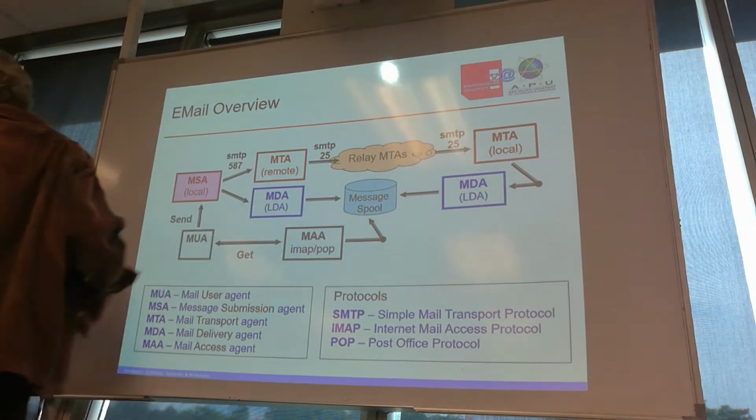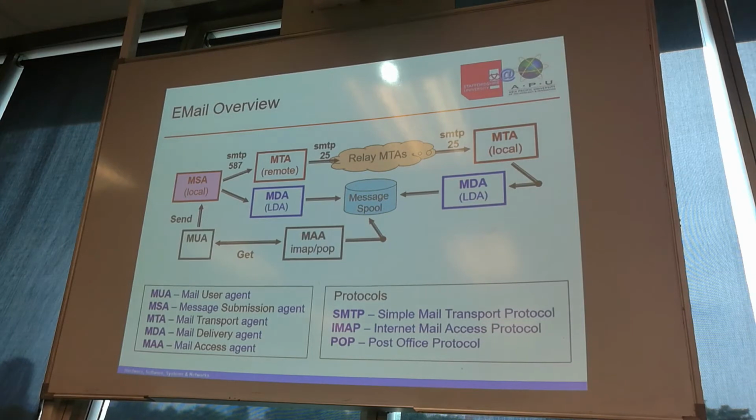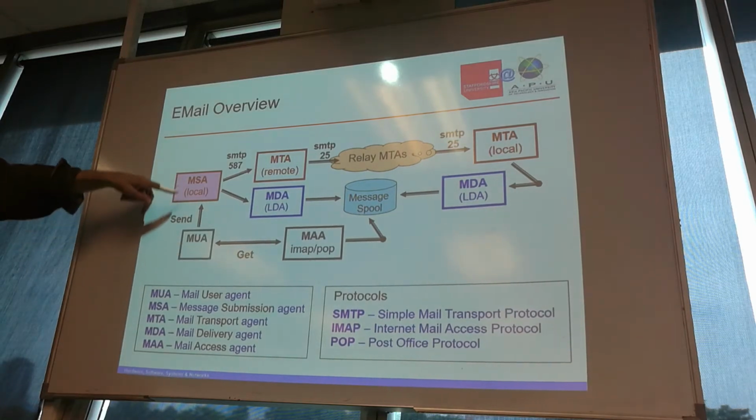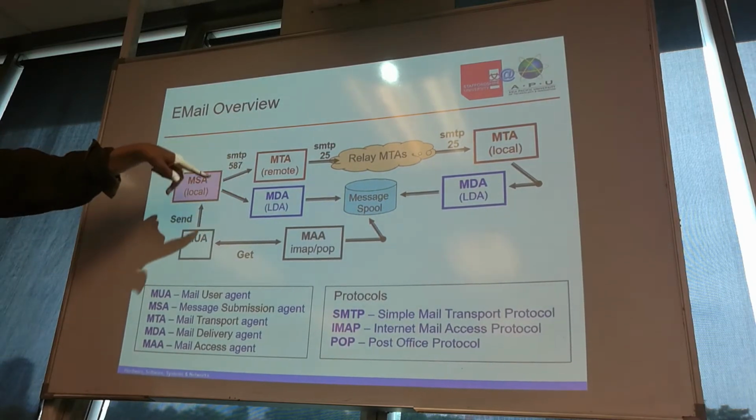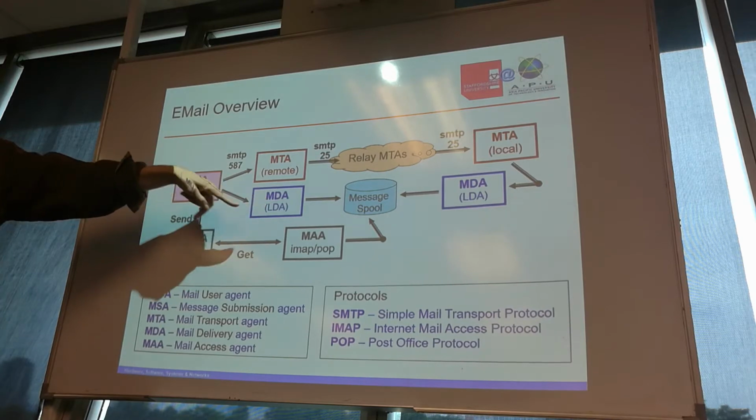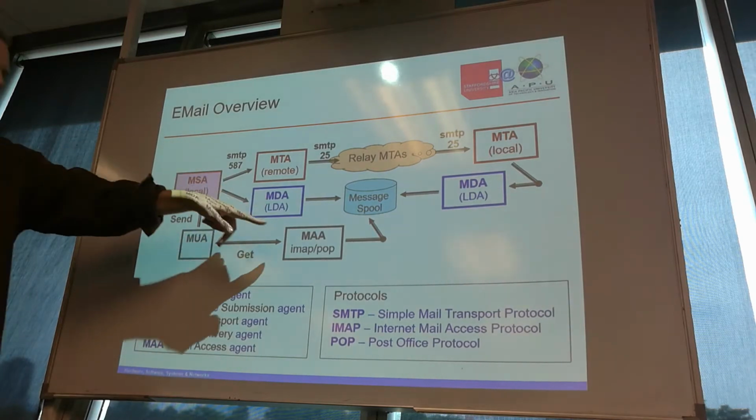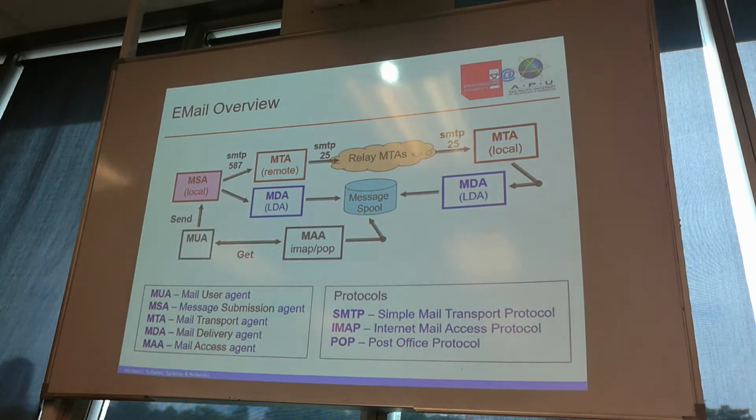Here's what I was talking about with the alphabet soup. When it went to the ISO and the ITU, these became formal standards, so everything had to be expressed in formal language. So we look at mail submission user agent, submission agent, transport agent, delivery agent, and the access agent. Okay?